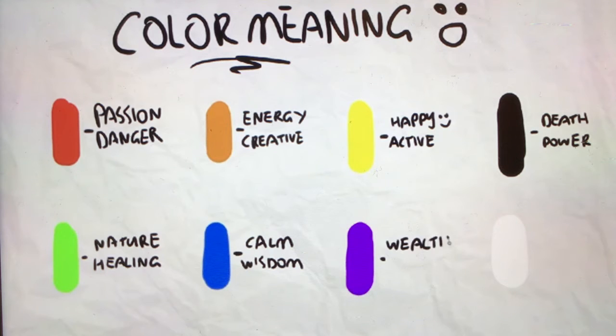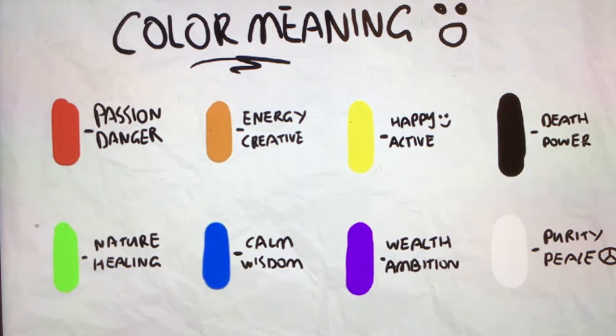Actually, the reason for this is because the color purple, the actual dye, was a lot harder to create and make a few hundred years ago. So it was often only worn by kings and queens and royals. So that's why it's associated with that. And white is obviously known as purity and peace, basically the opposite of black.